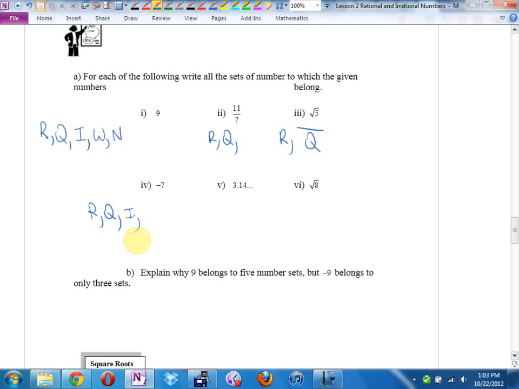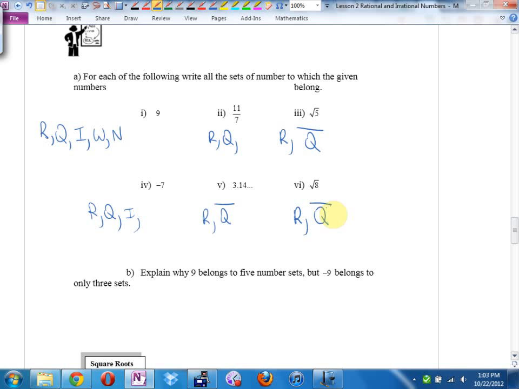Next, 3.14... I think that's supposed to be representing a specific number. Which number do you think that's supposed to be representing? I think that's supposed to be pi. Pi, I know it's real, but it's irrational. What about the last one? Root 8. Well, it's real. Thank you, Captain Obvious. Irrational, which means Q bar.